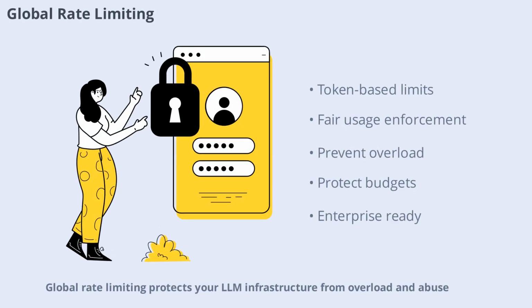Global rate limiting protects your LLM infrastructure from overload and abuse. By implementing token-based limits at the gateway layer, you ensure fair usage across all clients and prevent any single user or team from exhausting your API budgets. This is especially important for shared enterprise environments.